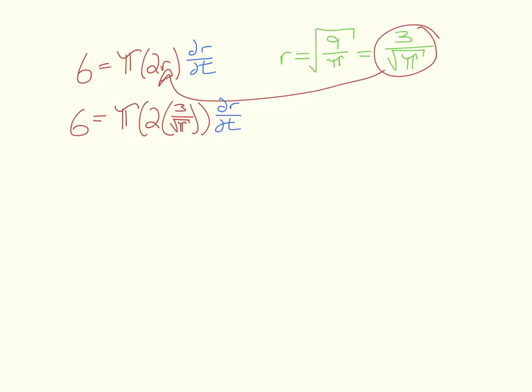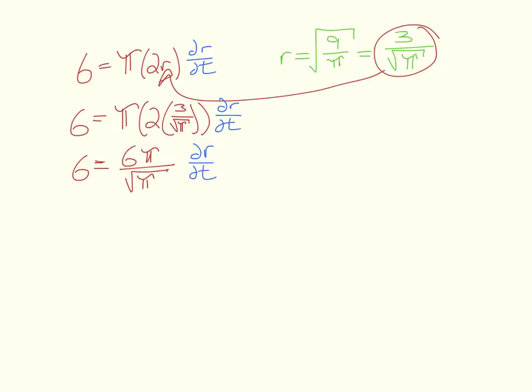When we simplify this right side down, we get pi times 2 times 3 is 6 pi in the numerator, all divided by square root of pi in the denominator. And all of that is still multiplied to dr dt.